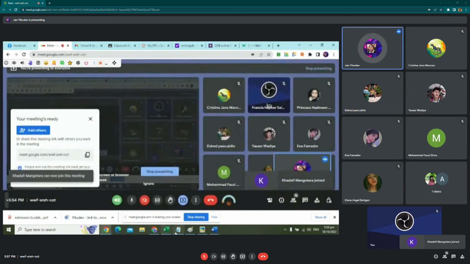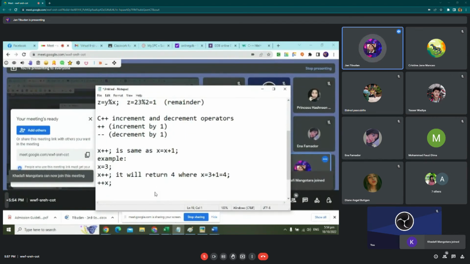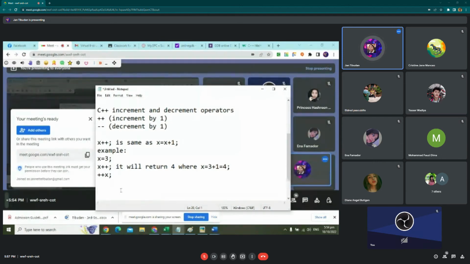The only difference in this class is that if we write x plus plus, it is the same as plus plus x. Okay? They are the same, they both return 4.